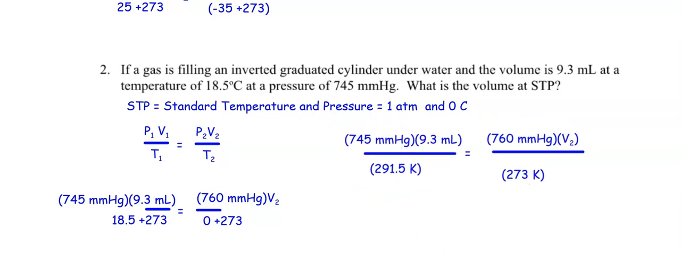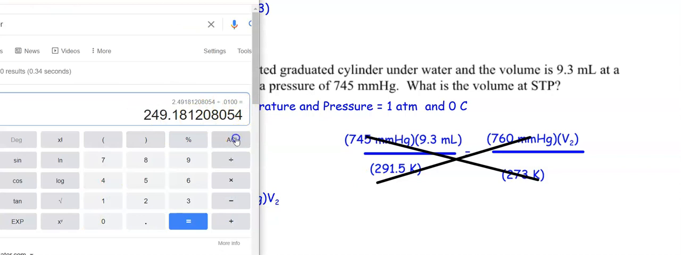All right, so once again, what do I need to do? I need to cross multiply and divide, okay? I'll get out my calculator. There it is. Let's clear this puppy. All right, so now we have 745 times 9.3. Now, does my volume have to be in liters? No, it does not. Milliliters is fine because my units are going to cancel out. I'll show you that in a minute.